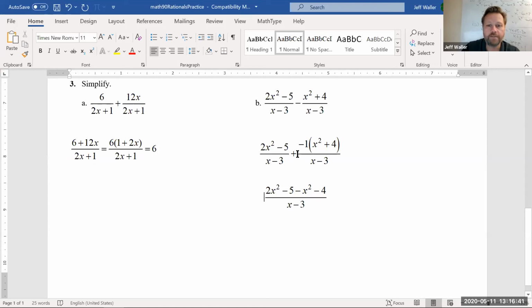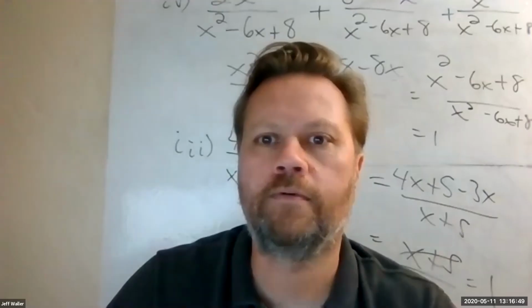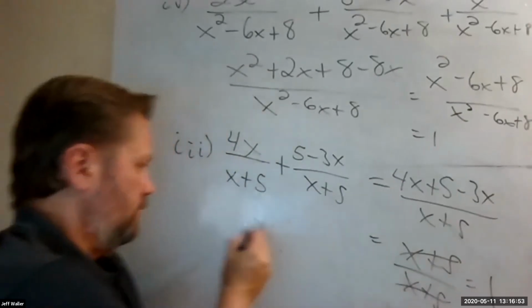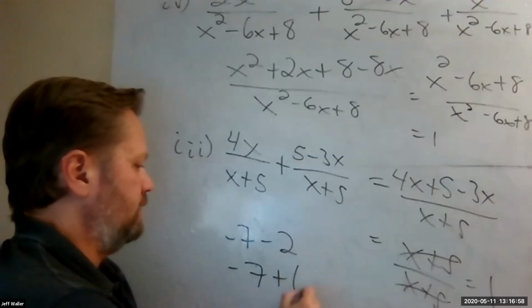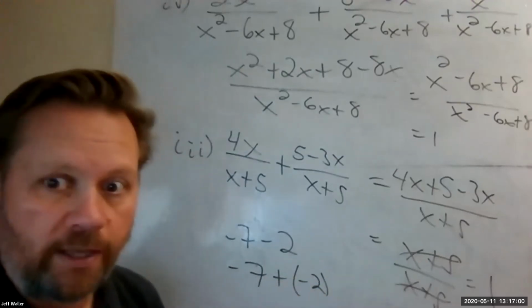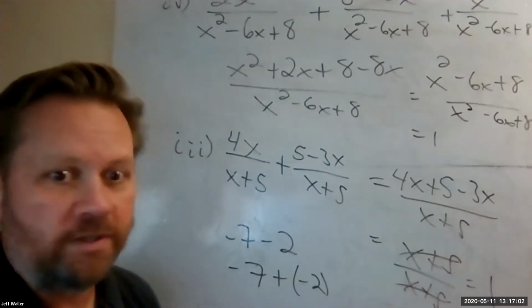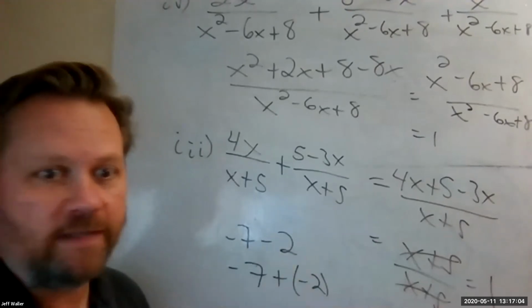It really didn't. So I don't know if you guys remember, but something like, if I had -7 minus 2, you can rewrite that as -7 plus -2. Do you guys remember that? Those are the same, those both mean the same thing.